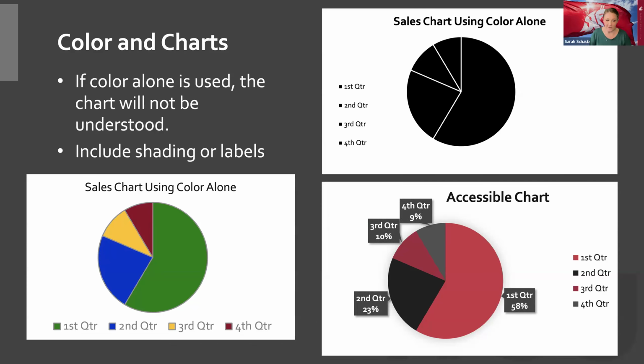I have another sales chart example that uses color alone on the bottom left corner, where it's just giving color for the first quarter. If somebody had color blindness, again, they would not understand the difference in the color of each one of these quarters. And then I have provided an accessible chart that includes the use of color, but it also includes text labels for each one of the sections of the pie chart that include the percentage as well as the quarter.